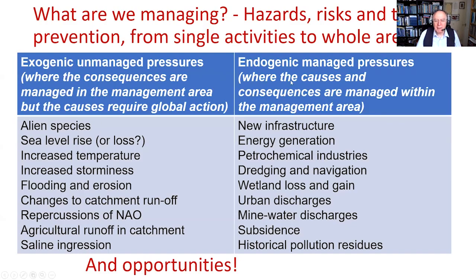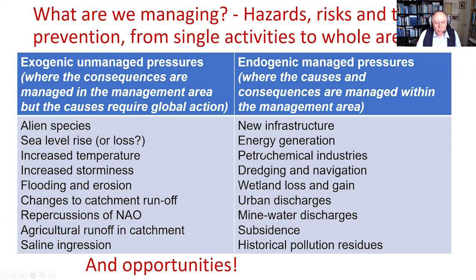As you see on this right side, these are the endogenic managed pressures, things that happen within an area, where the causes and consequences are managed within the management area. And you recognize these things. Coming from outside the area are all these other things, the exogenic unmanaged pressures, where the causes need to be managed globally, but actually the consequences are managed locally. So things like sea level rise: when we're managing a particular small area, we're not managing the causes of sea level rise, but we have to manage the consequences of them.